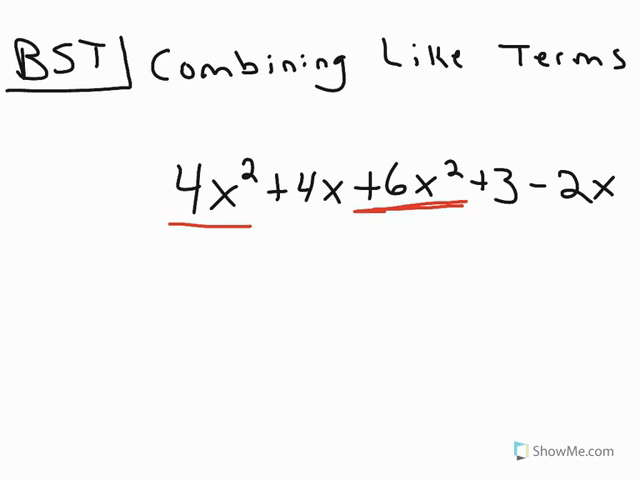Now, it is important to know that 4x and 4x squared are not the same thing. If one has an x squared and the other just has an x, you can't combine them. So we're going to put the 4x and the minus 2x in a different color, and then we're just going to put the 3 in green.